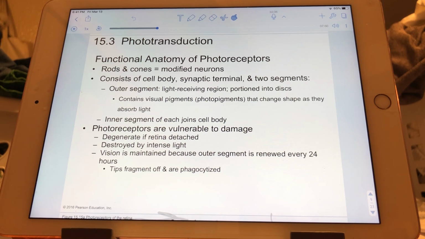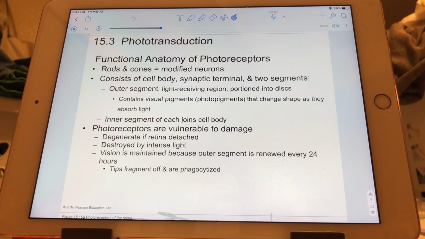The inner segment just acts as a bridge. It links outer segment to cell body, okay? Now, photoreceptors, they are damageable. We actually damage them all the time. And they're more rapidly damaged if we suffer an injury that maybe detaches the retina. They're more rapidly damaged if we expose our eyes to intense light.